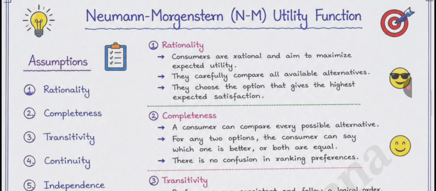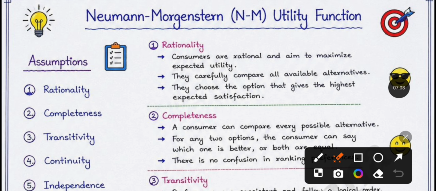Now we will discuss the assumptions. What are the assumptions of NM utility theory? And you all know that without assumptions a theory is nothing. The first assumption is rationality. Rationality means the consumer should be a rational person. They try to maximize their expected utility and choose the option that gives the greatest satisfaction.